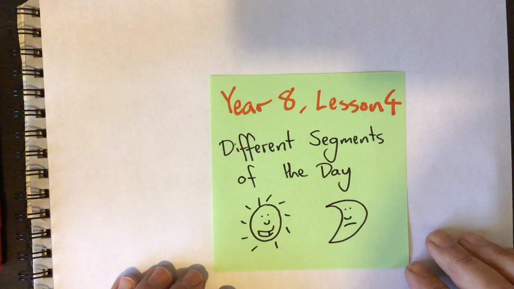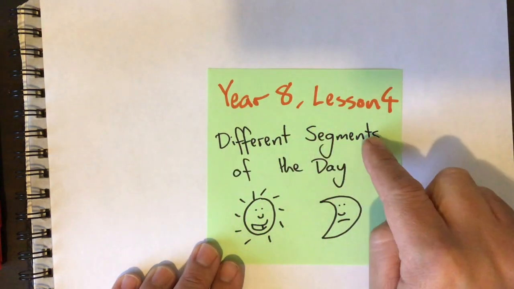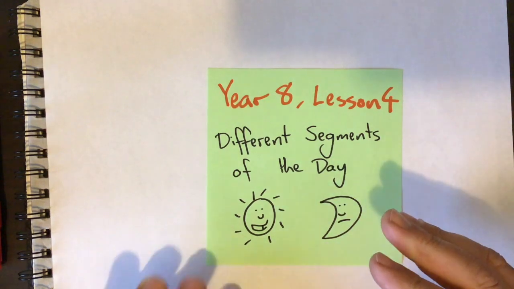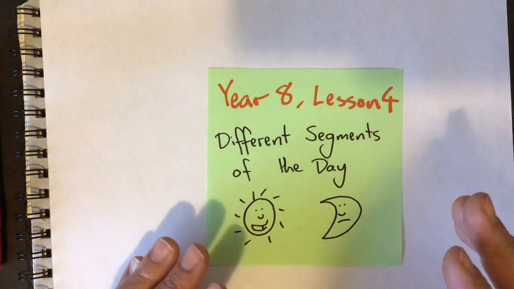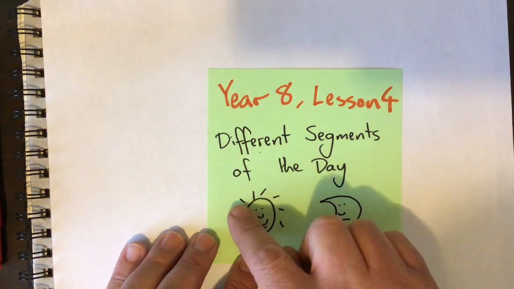Hey everyone, so this is our Chinese lesson for students in Year 8. We're doing lesson number 4 and we've been looking at numbers and different types of numbers. We're looking at eventually being able to tell the time, and today we're looking at different segments of the day. For that I'm going to draw a diagram. Please excuse me if you've seen something like this before.